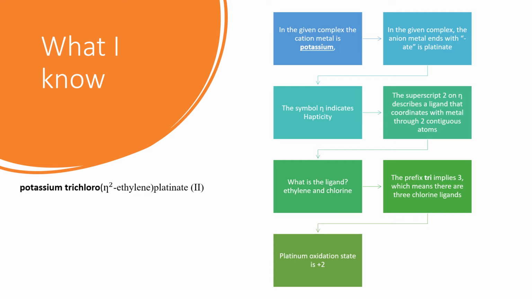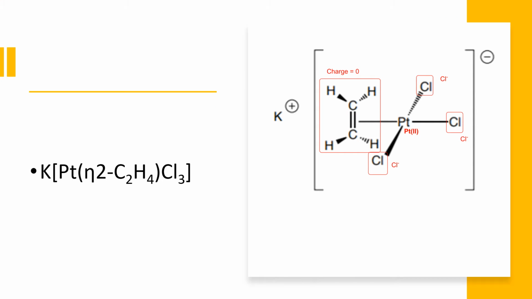atoms. We also know that there are 4 ligands attached to platinum, which are ethylene and chlorine. The prefix tri indicates that there are 3 chlorine ligands attached to platinum, and platinum's oxidation state is 2. So that is why it's potassium trichloro(η2-ethylene)platinate(II). So here in the slide, I included the molecular formula and the structure.